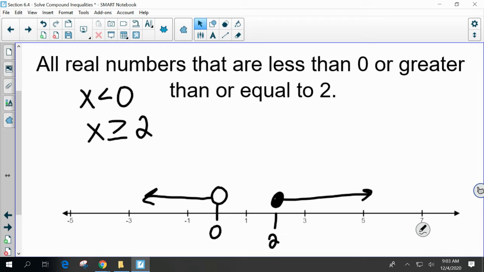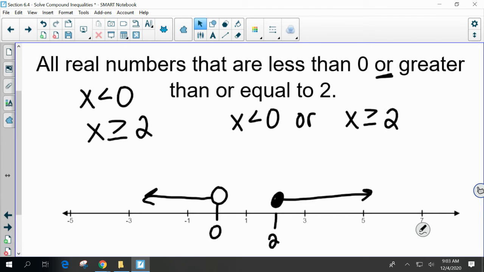So instead of this being an and, this is an or. Well, we also know that from the words. So we're going to write this as x is less than 0 or x is greater than or equal to 2. So when it's an and, you can combine it together like that, and for or you write or in the middle.